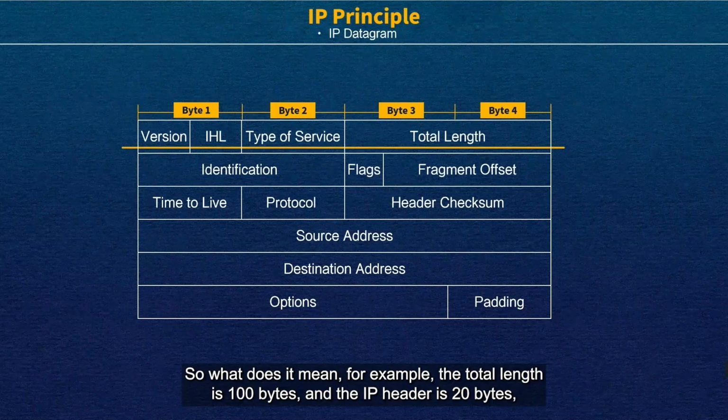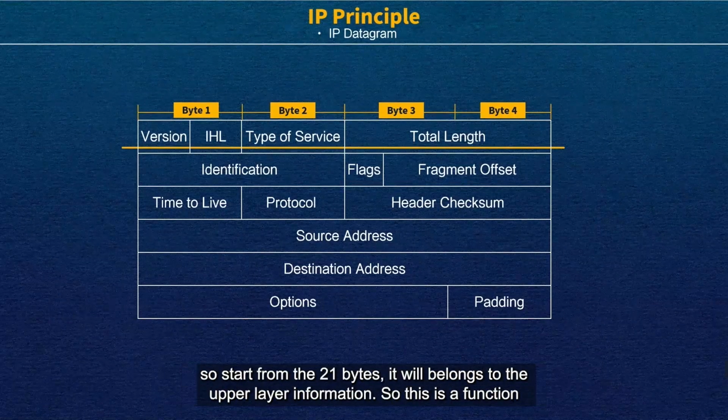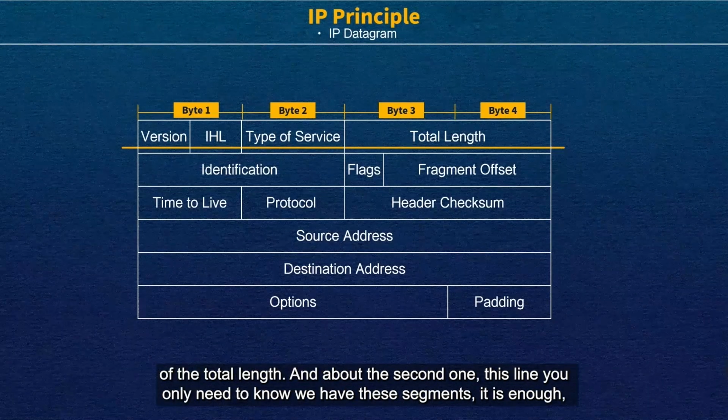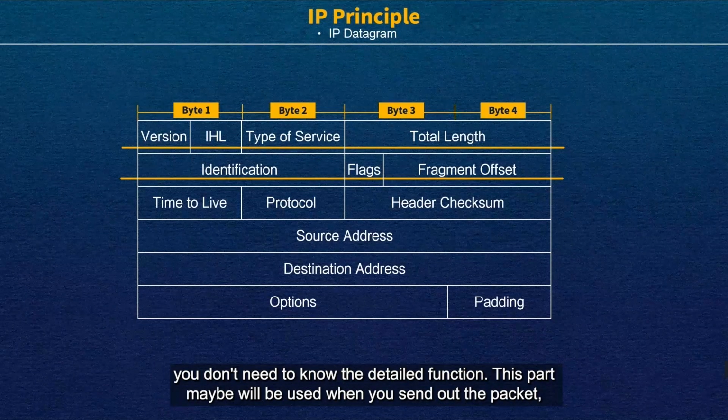For example, if the total length is 100 bytes and the IP header is 20 bytes, that means the remaining 80 bytes belong to the application layer information. So this is a function of the total length. About the second line, you only need to know that we have these segments. You don't need to know the detailed function.